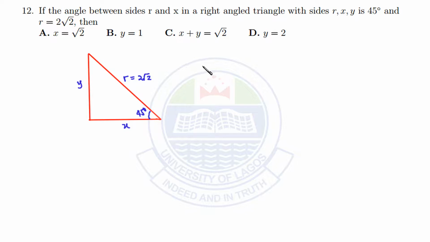Now let's recall our SOHCAHTOA. Let's look at the relationship between X and R first. The relationship between X and R is adjacent and hypotenuse. That means we have cos 45 equal to adjacent over hypotenuse, which is X over R. What's our R? That means we have X over 2 square root of 2. Don't forget that cos 45 is 1 over square root of 2.